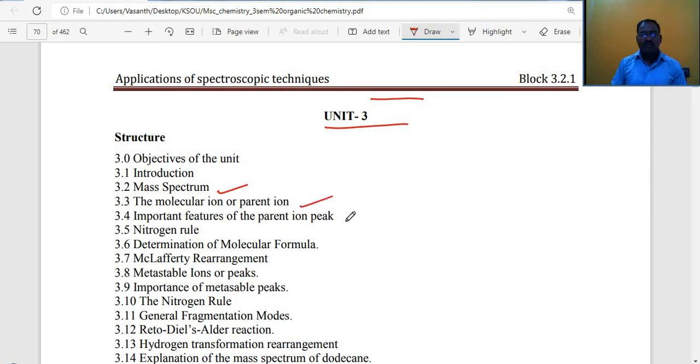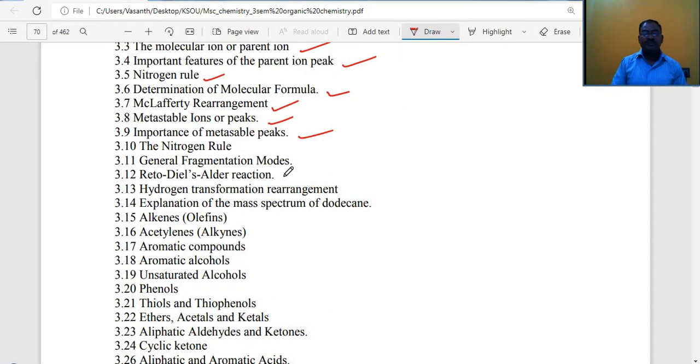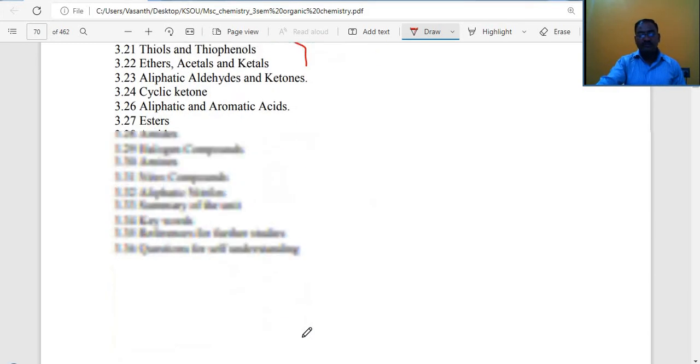molecular ion or parent ion, some important features of the parent ion peak, nitrogen rule, determination of molecular formula, McLafferty rearrangement, and metastable ions or peaks, importance of metastable peaks, retro Diels-Alder reactions. We also discuss the important applications of the mass spectrum with different functional groups.